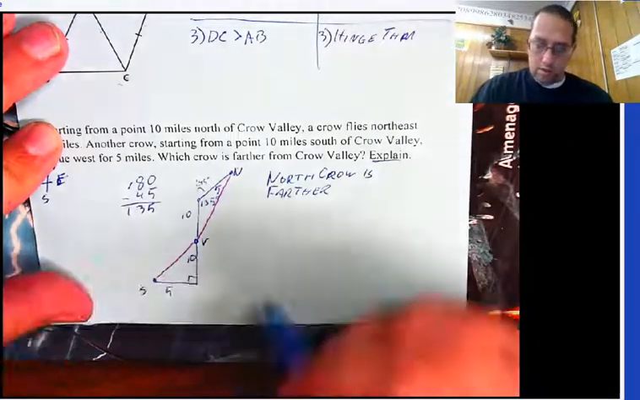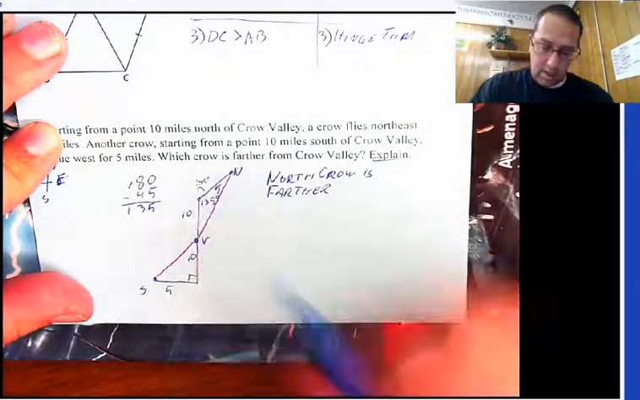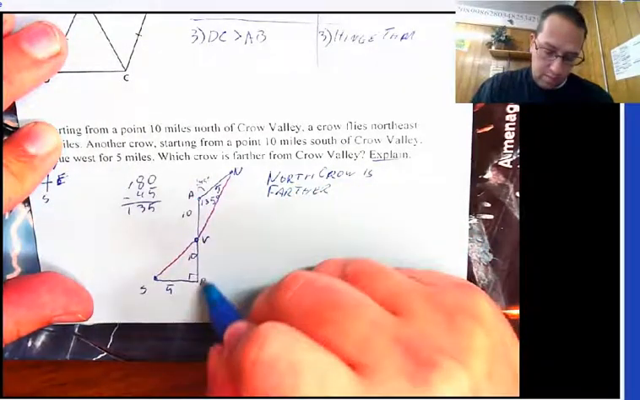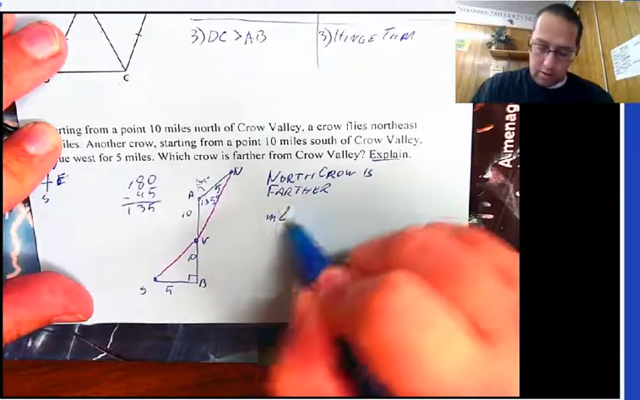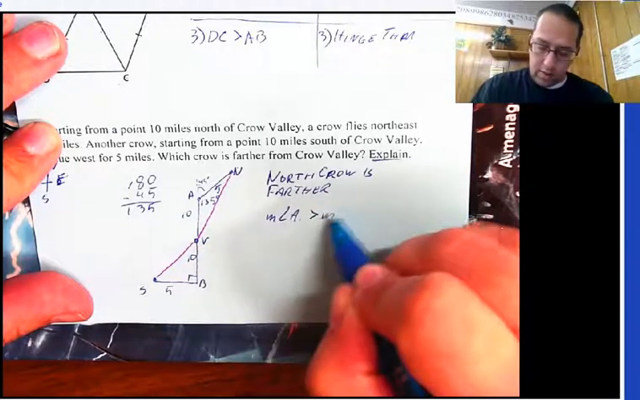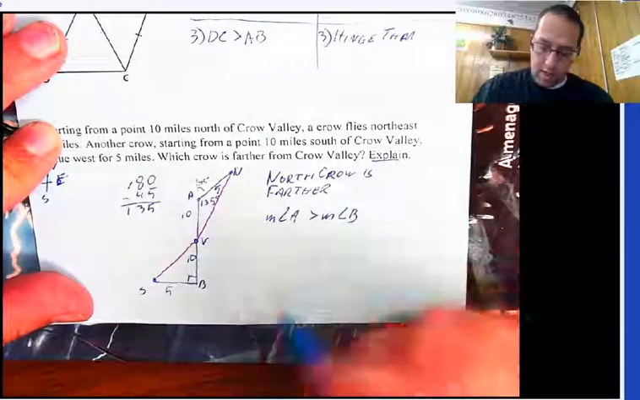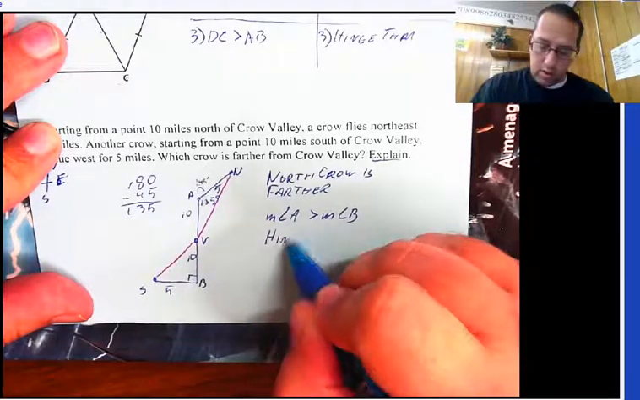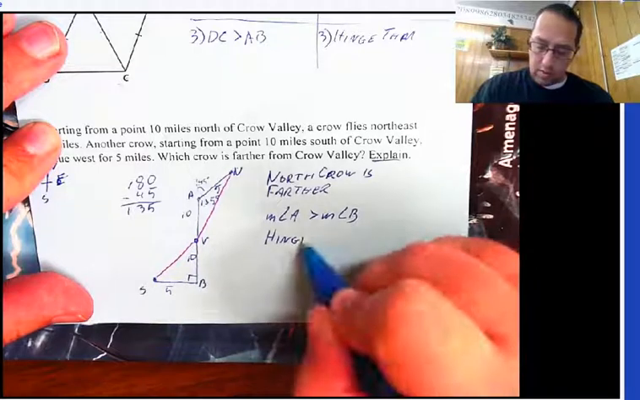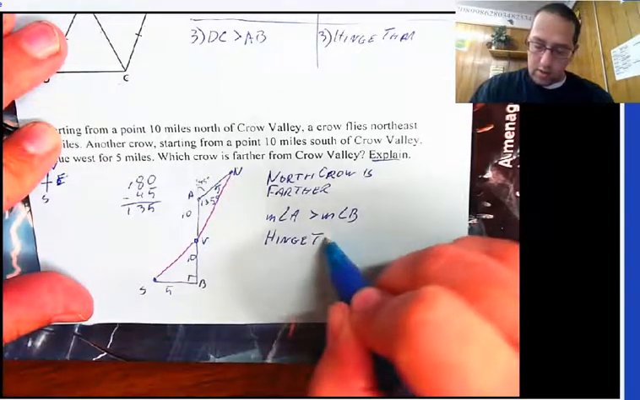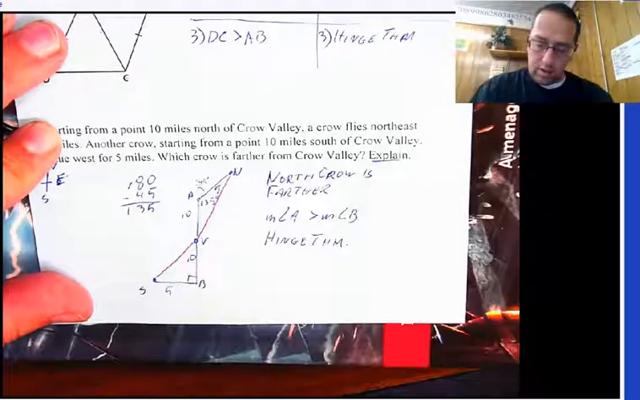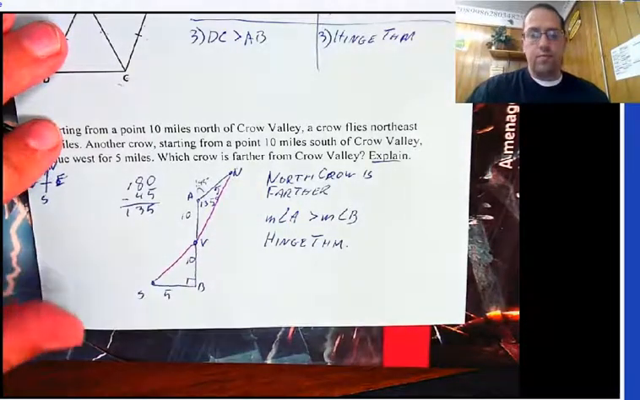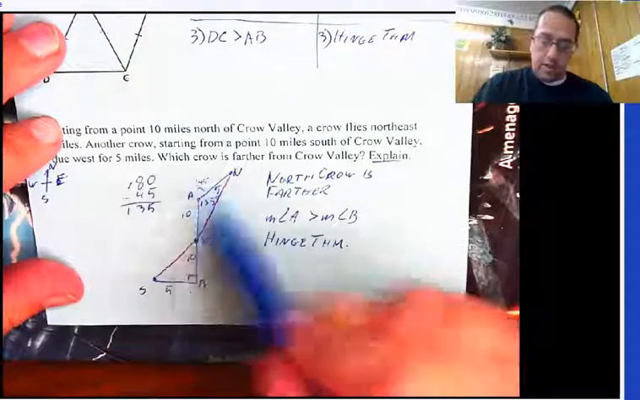Explain. Well, that angle, we'll just call this A and B. The measure of angle A is greater than the measure of angle B, and so this is the Hinge theorem, not the converse. Started with the angles, ended up with the sides. So, according to the Hinge theorem, the North Crow is farther than the South Crow. All right? Okay. These can be kind of tricky.